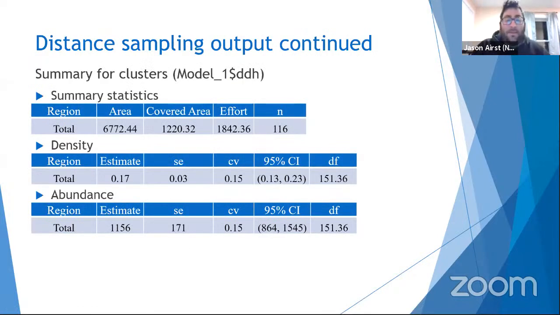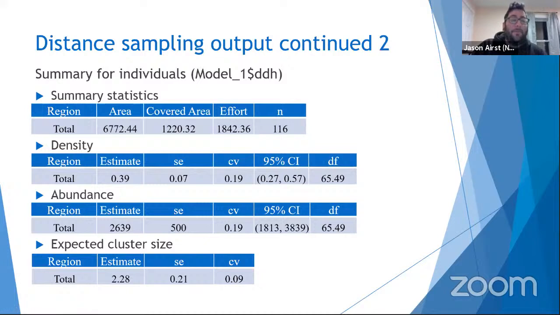In the other summary information, you get a summary of clusters, which represents the information about the groups. And if you included a size variable in your table, you'll also get a summary of individuals, which tells us the density and abundance of the population on the landscape. Now, the summary statistics up here are the area of the region we're looking at. The effort is the amount of flying that was done in that region.